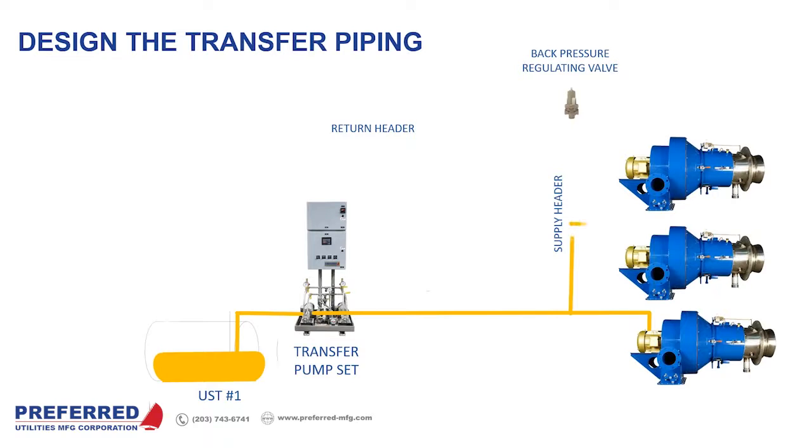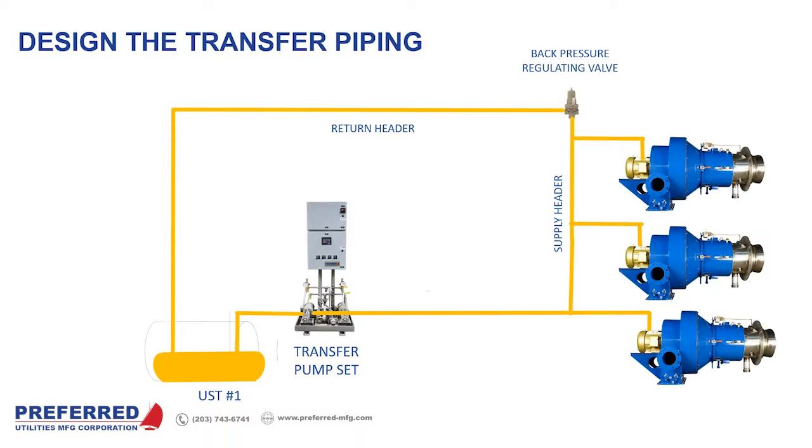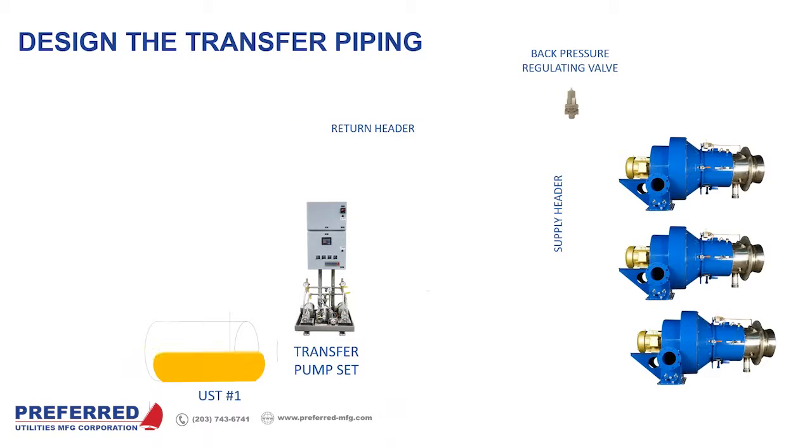Okay, so now we're ready to design the transfer piping for mechanical. We're going to start with air atomization or steam atomization. And it's very simple. If you've seen how we do multiple day tanks on a genset job, it's very, very similar.